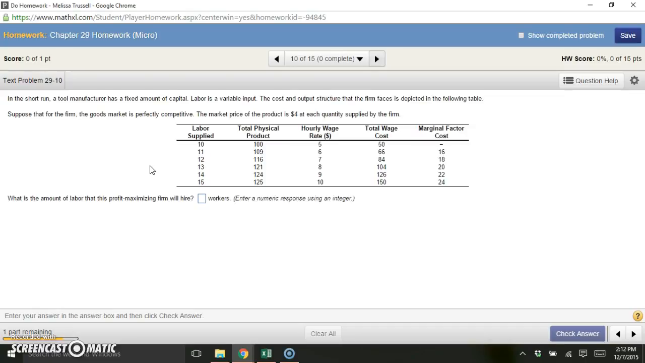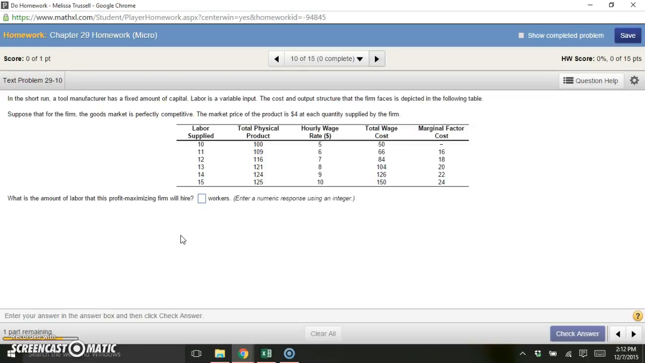So here we just want where our marginal factor cost, which they give us in the table, is equal to our marginal revenue product. In other words, we want to hire the number of workers, or up to a number of workers, where that last worker that we hire brings in as much money as he costs.